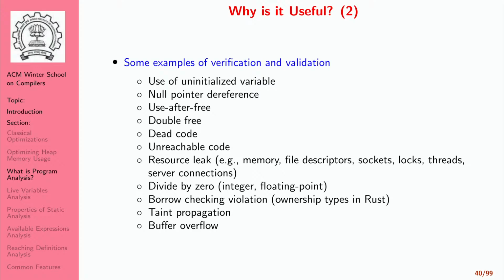Then there is taint propagation. So I'm collecting maybe the name or email address of a user, or possibly there is an overflow injection attack that can happen. So the input data that I'm getting here could be tainted, and where does it flow? Does it flow to a sensitive part in the program? That's taint propagation. And there's buffer overflow.